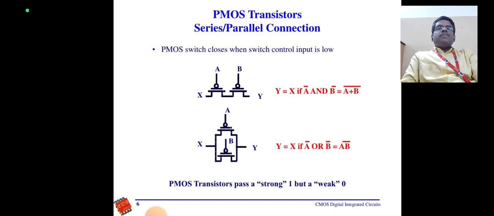The next one is the PMOS transistor. If PMOS transistors are connected in series, the output is (A plus B) bar. This is the NOR gate principle. If the PMOS transistors are connected in parallel, that is the NAND gate principle, (A dot B) bar. So these are the series and parallel combinations of PMOS and NMOS transistors.